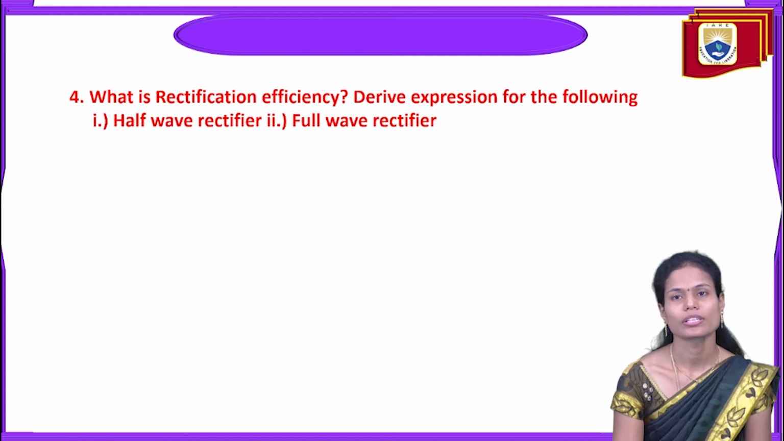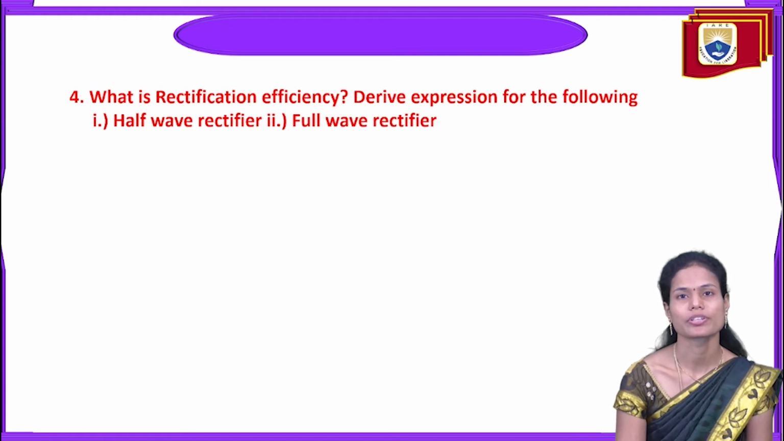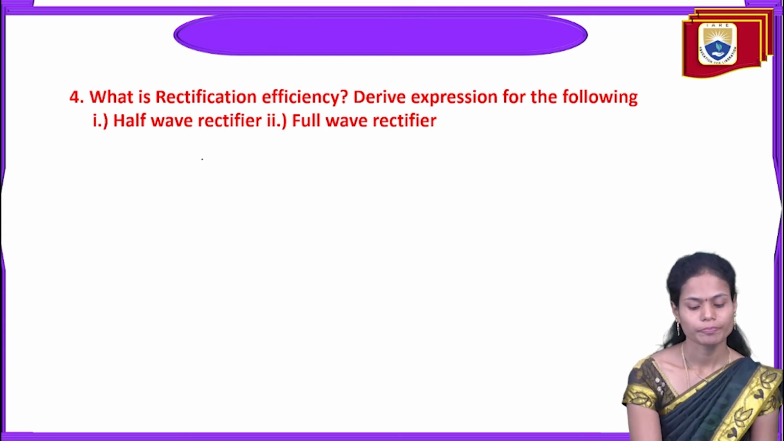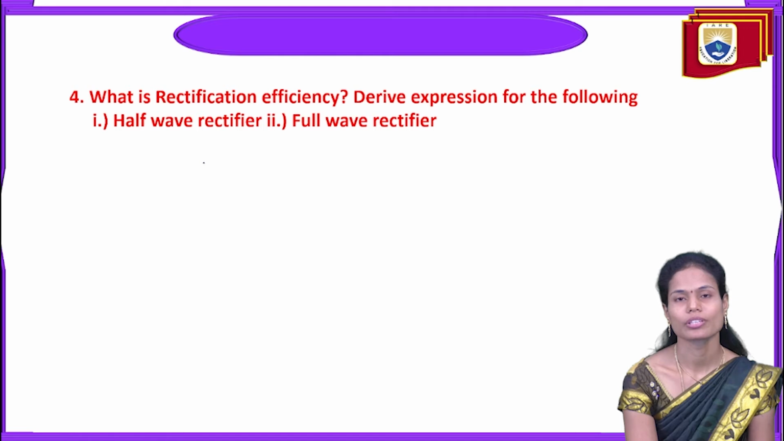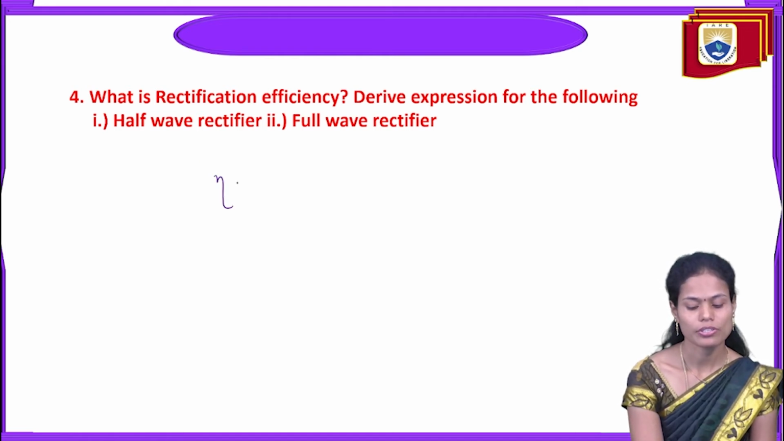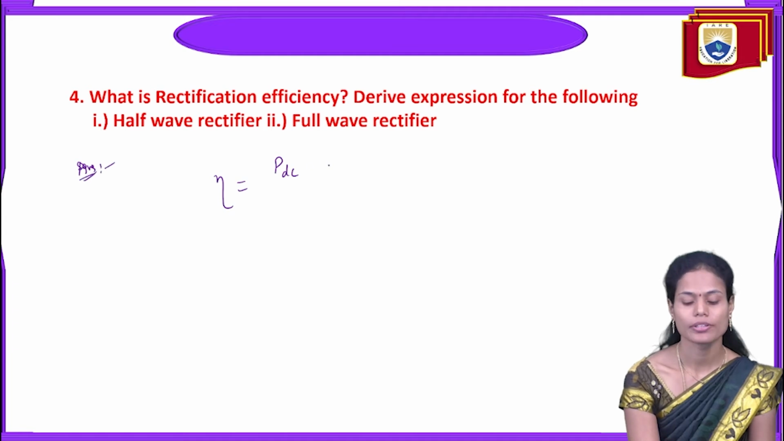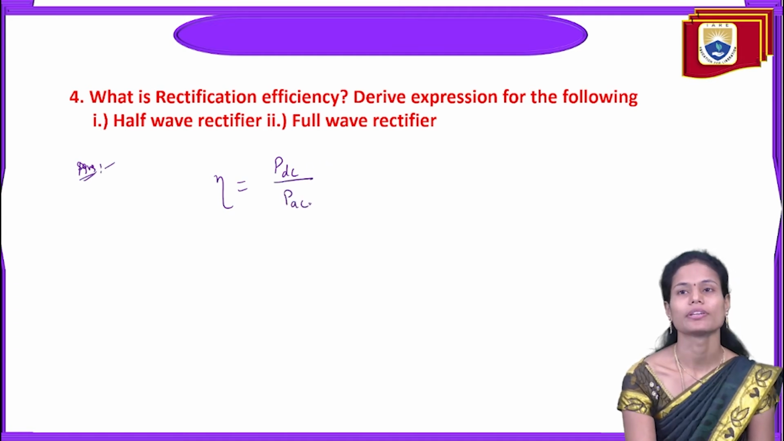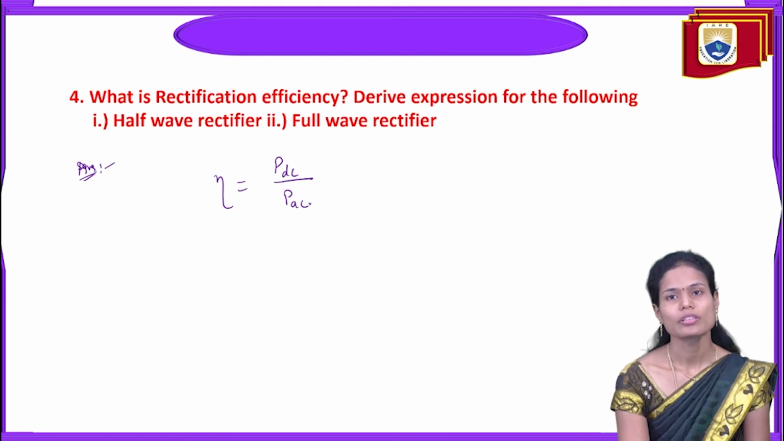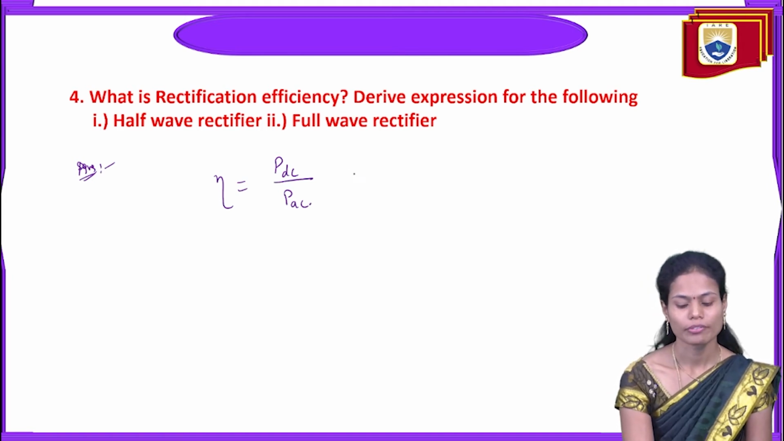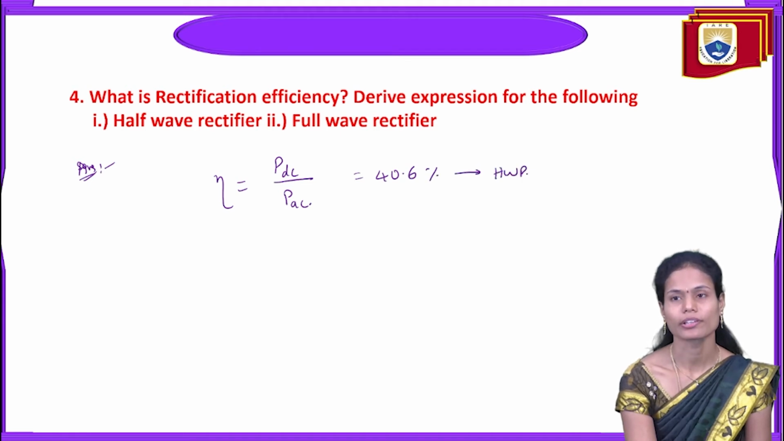And next, what is rectifier efficiency? Derive expression for the half wave rectifier and full wave rectifier. So generally, this question belongs to the rectifier, that is the application of the PN junction diode. So the rectifier efficiency is always the DC power PDC to the AC power PAC. Almost in the case of half wave rectifier, we will get this value as 40.6% if we calculate this.